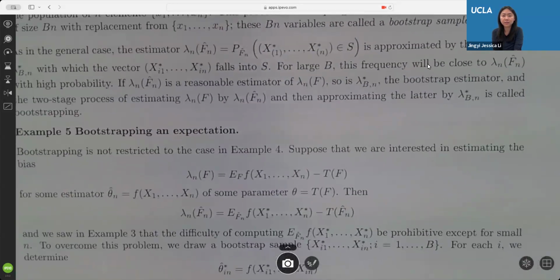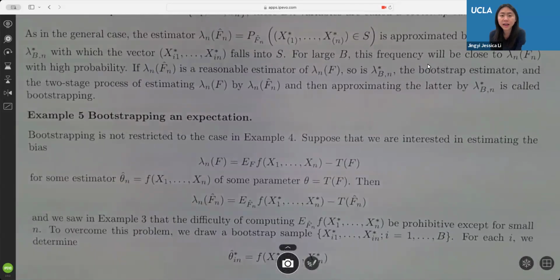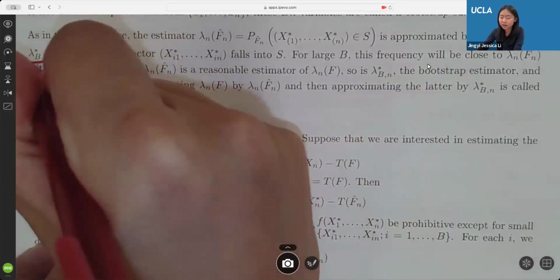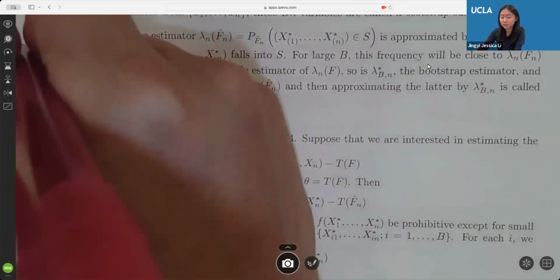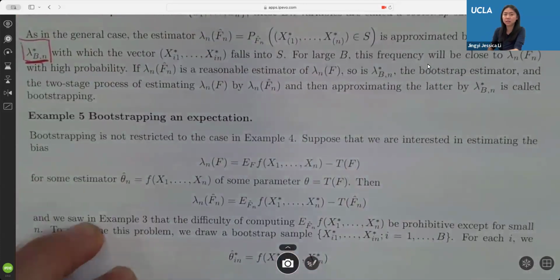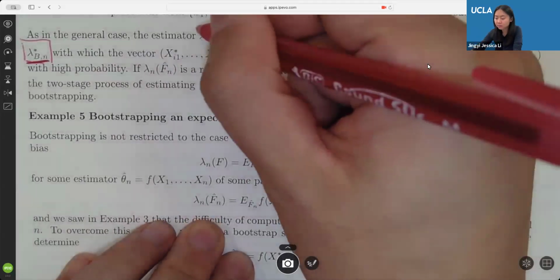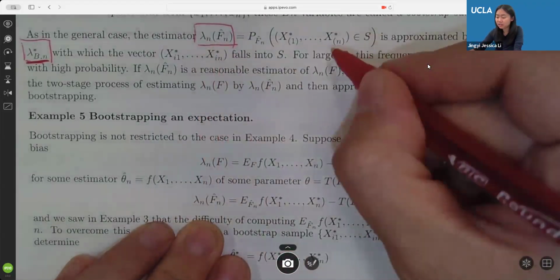Okay, let's read this last paragraph. As in the general case, the estimator lambda n fn hat based on the plugin is approximated by the frequency lambda Bn*. Remember, this depends on the number of times we sample, so that's why we have this capital B here. This is the notation we use for the performance measure from bootstrap. This approximates this, and this estimates this.